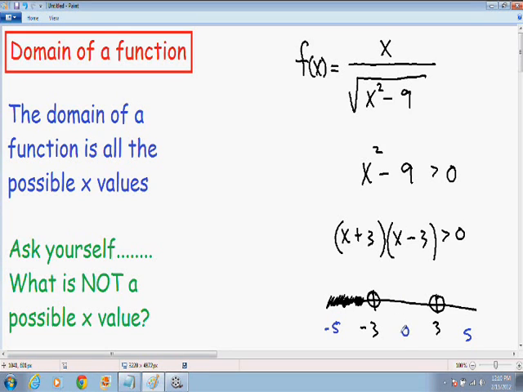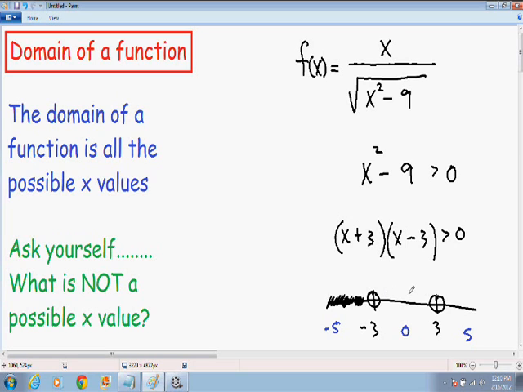Now I'm going to test my point 0. If I plug in 0 for x, I get 0 plus 3, which is a positive number, multiplied by 0 minus 3, which is a negative number. A positive multiplied by a negative is negative, and a negative number is certainly not greater than 0. So that makes the inequality not true.